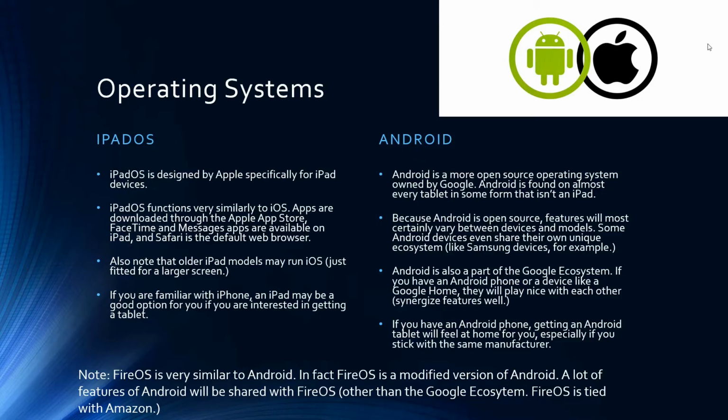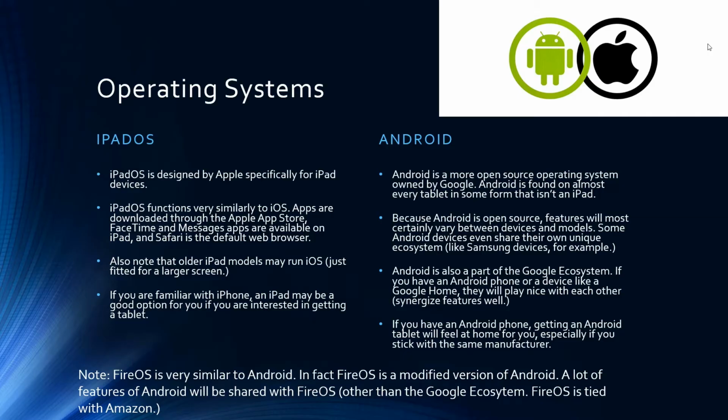Android, on the other hand, is a more open-source operating system owned by Google. Android is found on almost every tablet in some form that isn't an iPad. Because Android is open source, features will most certainly vary between devices and models. Some Android devices even share their own unique ecosystem, like Samsung devices, for example.